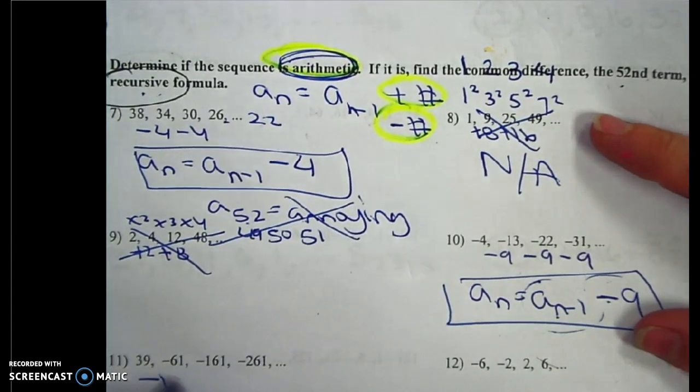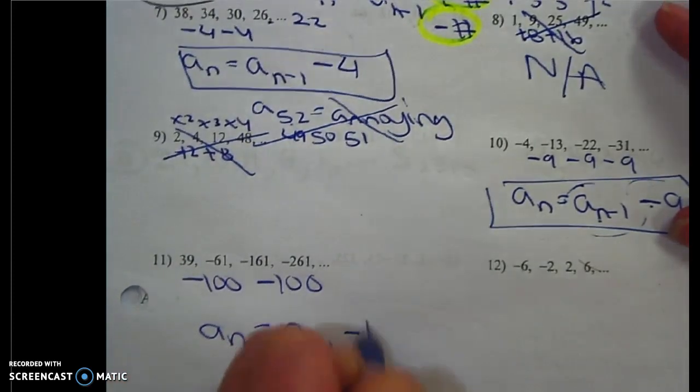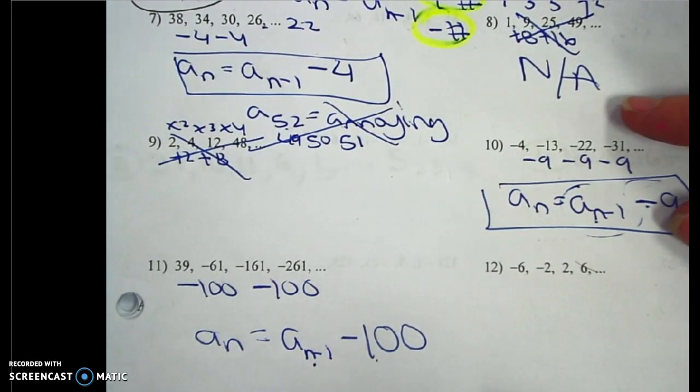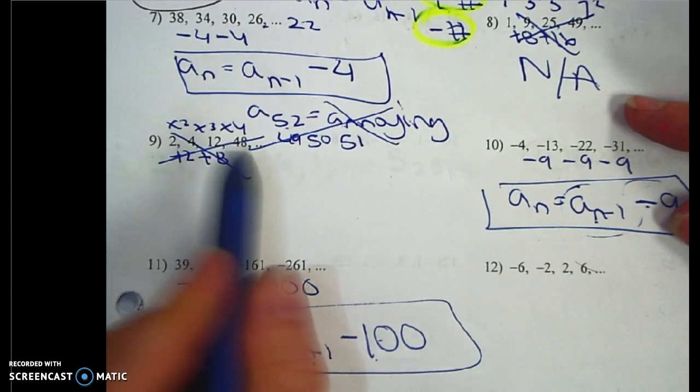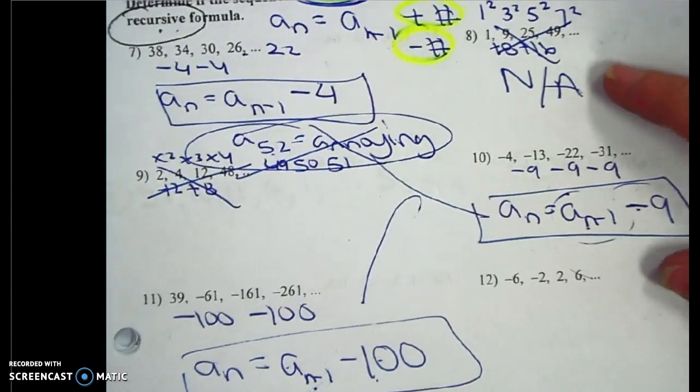This one looks like minus 100, minus 100. So a sub n equals a sub n minus 1 minus 100. I'm going to make it more clear. That has to be small, and that has to be normal size. These should be the same thing. And finding the 52nd term is super annoying.